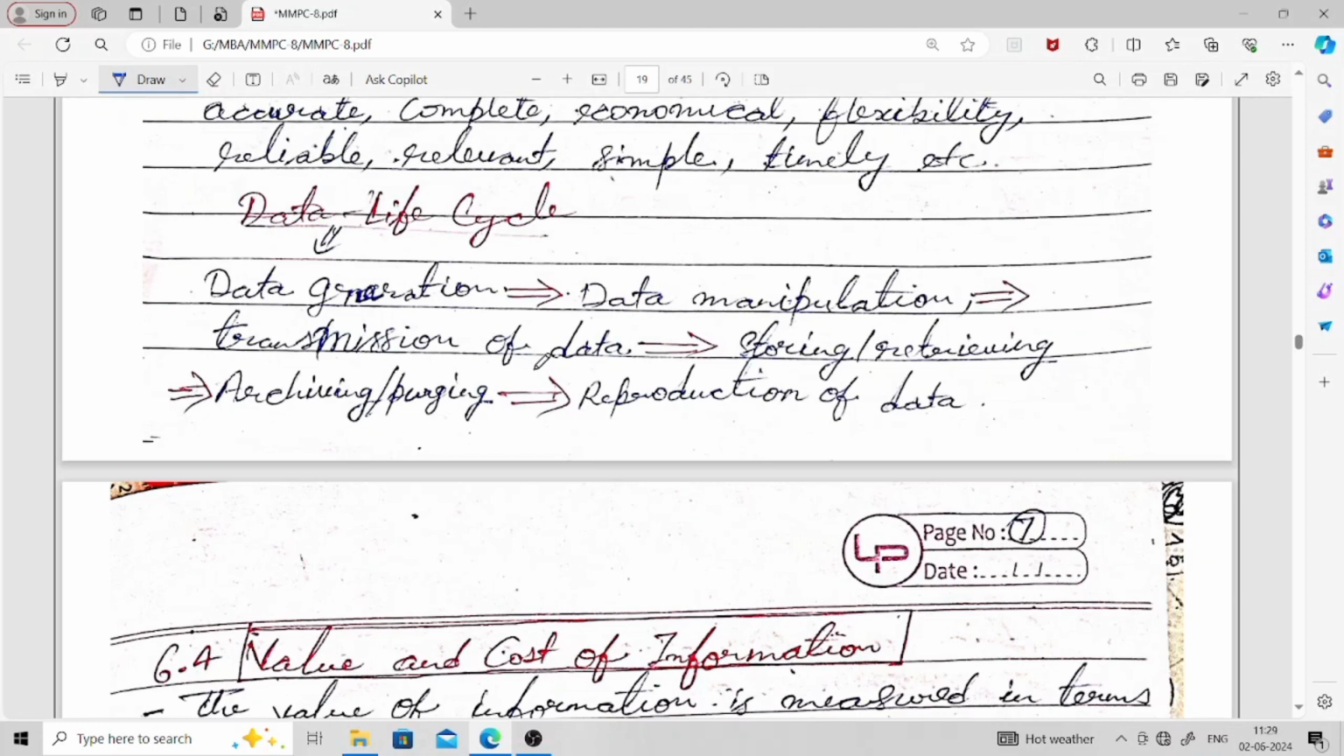Then we have archiving or purging. Then reproduction of data. Archiving means we store, or you can say we keep, the data in a particular way so that later on it can be used. Then we have the reproduction of data. So this is the data life cycle. Simply, it is generation, manipulation of data, then transmission, storing, archiving, then reproduction of data. So that's what happens with the data.